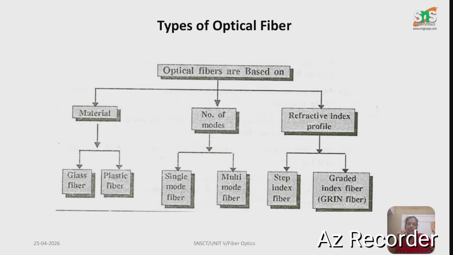So next we can see the types of optical fiber. The optical fibers are based on material, number of modes and then refractive index profile. So in material we can have two types, that is glass fiber or plastic fiber. Number of modes is classified into single mode fiber and then multi mode fiber, and then refractive index profile, step index fiber and then graded index fiber.